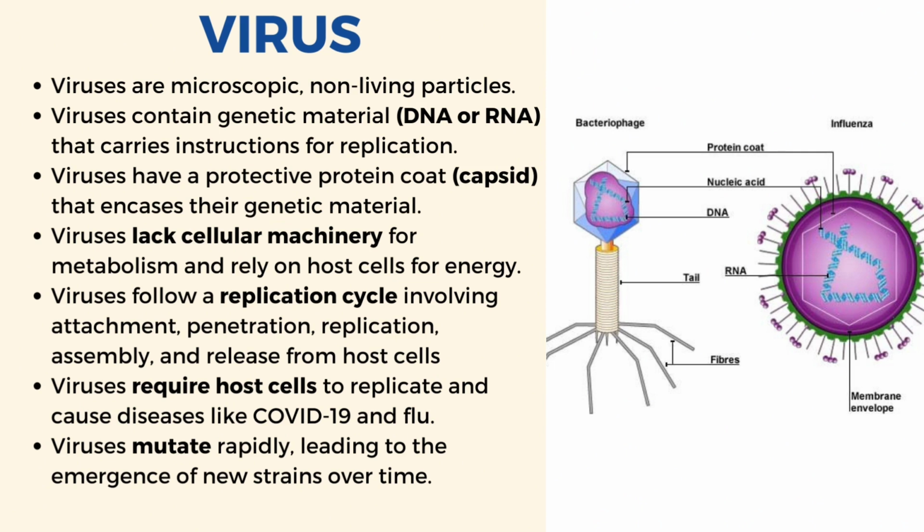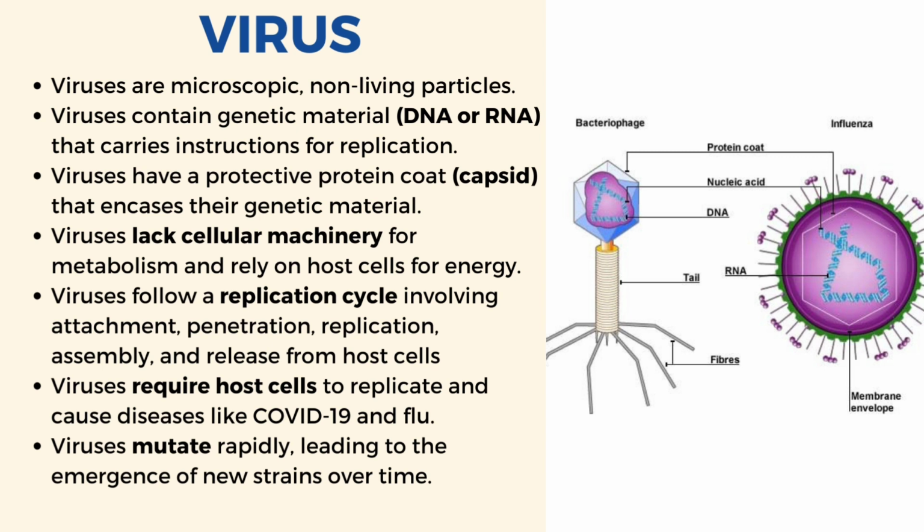A virus has a protective protein coat known as the capsid, and that capsid is made up of proteins known as capsomeres. This capsid encases the genetic material and acts as a protective coat of the virus. Viruses lack cellular machinery, which is why they are non-living particles if they are not present in the body. They lack cellular machinery for metabolism, so they rely on the host cell for energy.